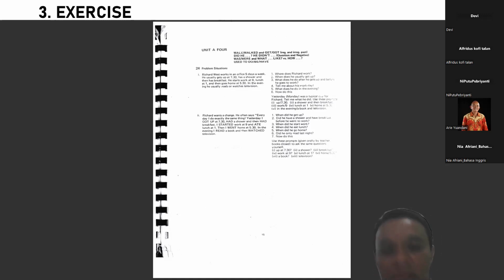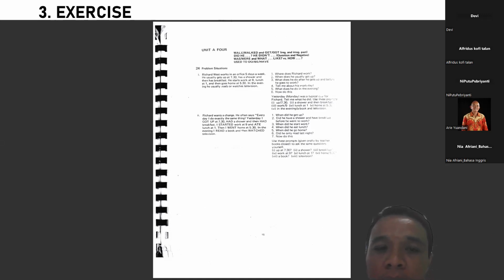I got up at half past 7. Okay, like that. So you have to change the time, the adverb of frequency, or the tense itself by using the clue given. The situation is in the simple present tense, but you have to change the pattern into simple past tense. Okay, please.